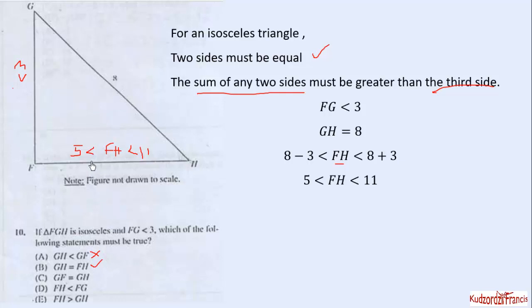And because this is true, it means this side is equal to this side. So 8, 8. Now if you move on, GF equals GH. We know GF, which is 3, cannot be equal to this. We know this is less than 3, so it cannot be equal to 8. Then FH is less than FG, cannot be true. So this is not true. This is also not true. So the correct answer will be option B.